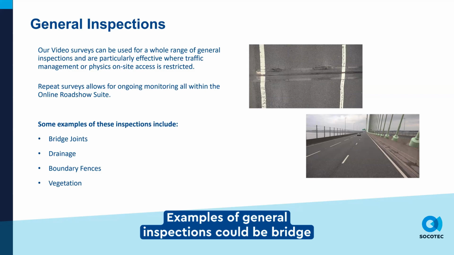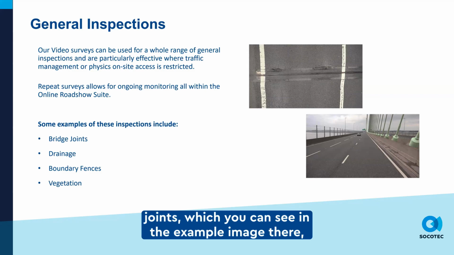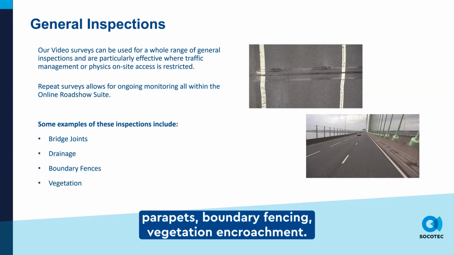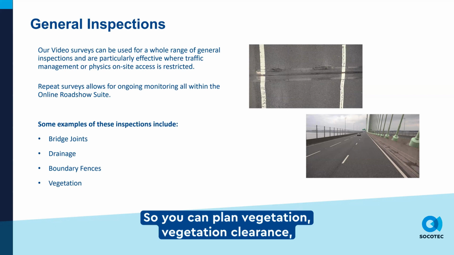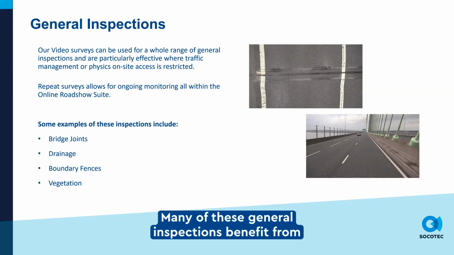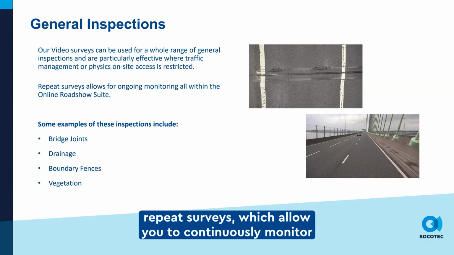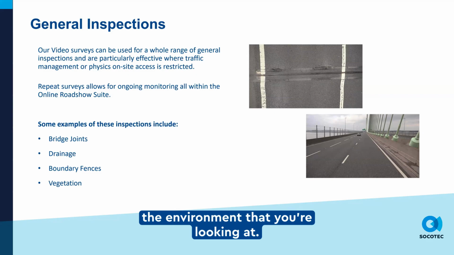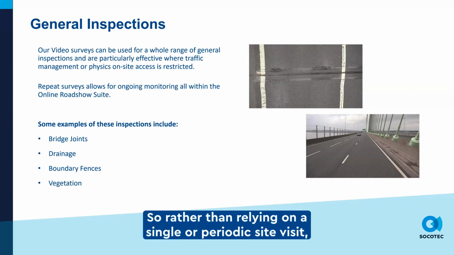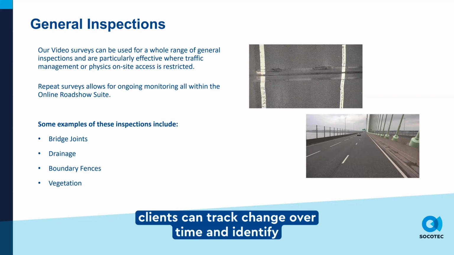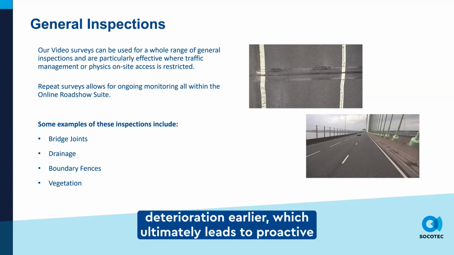Examples of general inspections could be bridge joints, which you can see on the example image there, parapets, boundary fencing, vegetation encroachment, so you can plan vegetation clearance, drainage features, and other roadside safety elements that are critical. Many of these general inspections benefit from repeat surveys, which allow you to continuously monitor the environment that you're looking at. So rather than relying on a single or periodic site visit, clients can track change over time and identify deterioration earlier, which ultimately leads to proactive planning of your network.